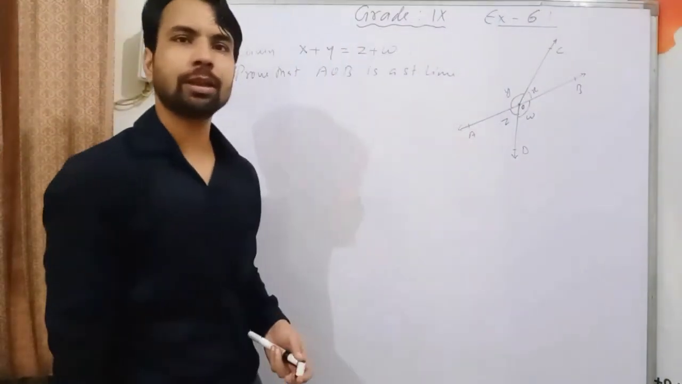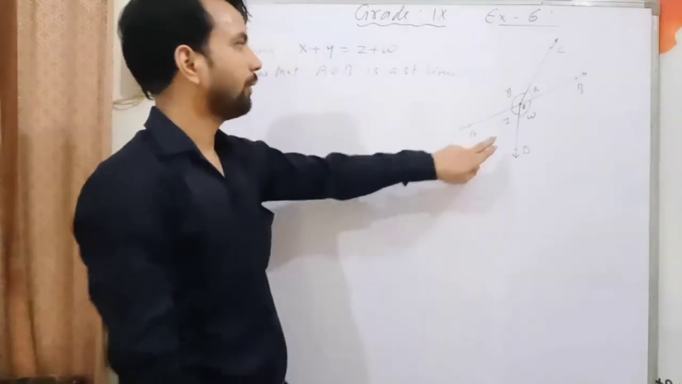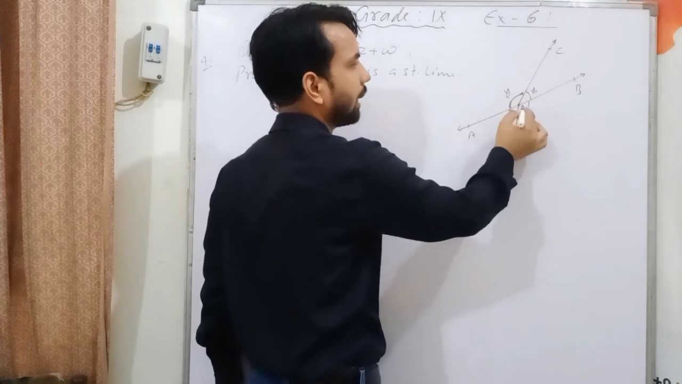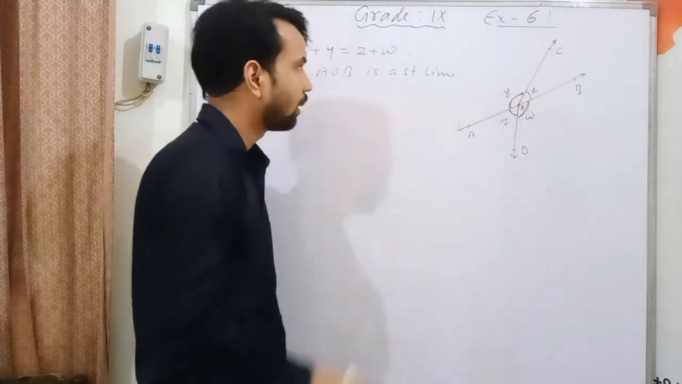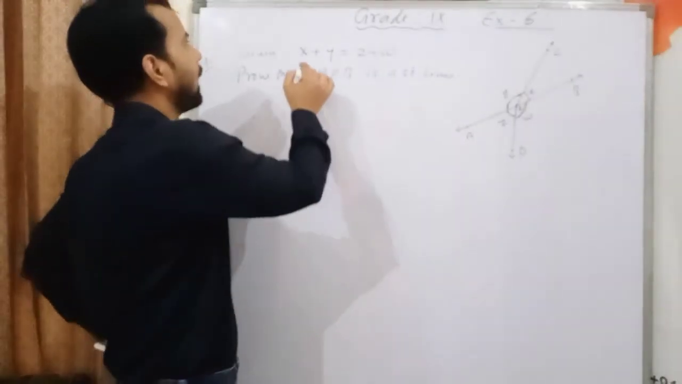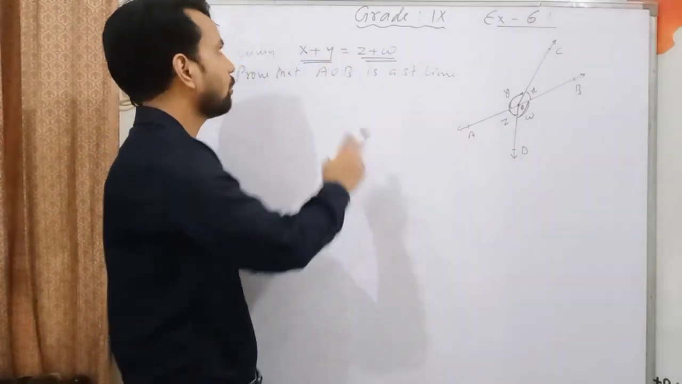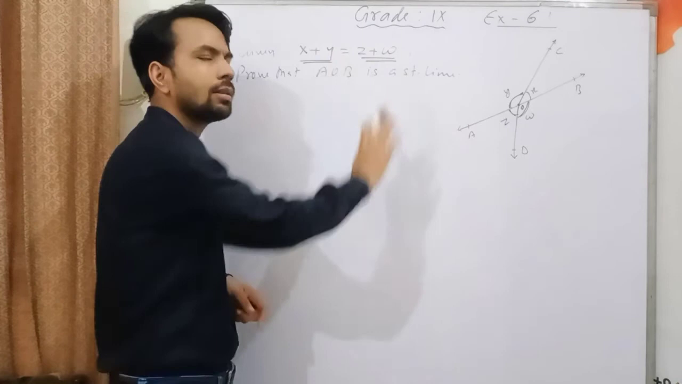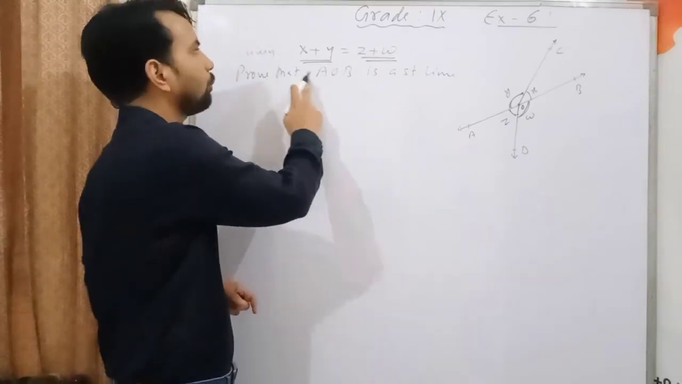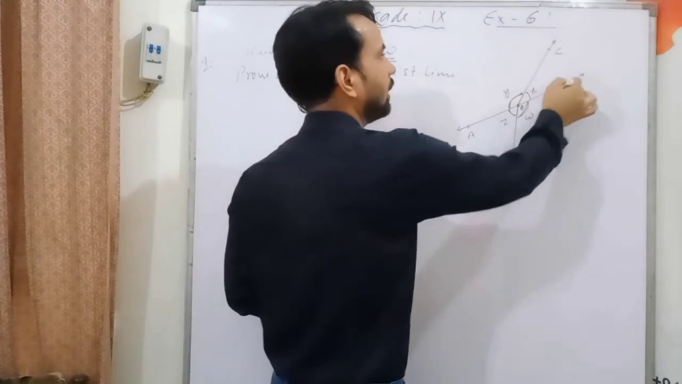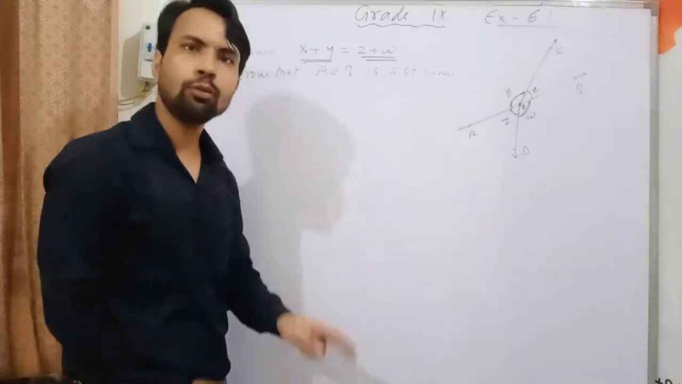Okay students, let's start question number 4. This figure is given. Here this angle is x, this angle is y, this is z and this is w. In the question this is given: x plus y equals z plus w. The sum of x and y equals z plus w. Then we will have to prove AOB is a straight line. AOB is a straight line. This we will have to prove.